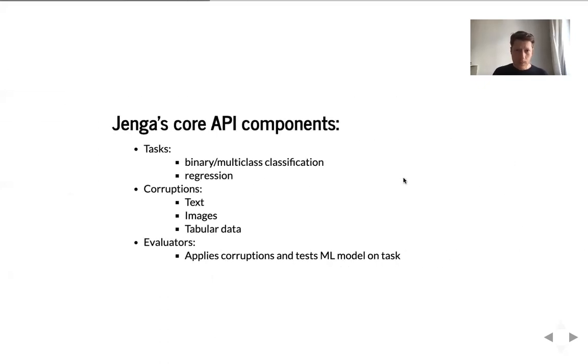So we offer three core API components in Jenga, and those would be the tasks. We consider binary, multi-class classification, and regression. And we offer corruptions for text, images, and tabular data. And we offer some evaluators that apply the corruptions and test your machine learning model on a given task.